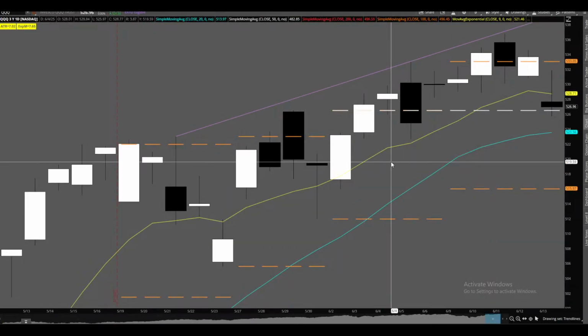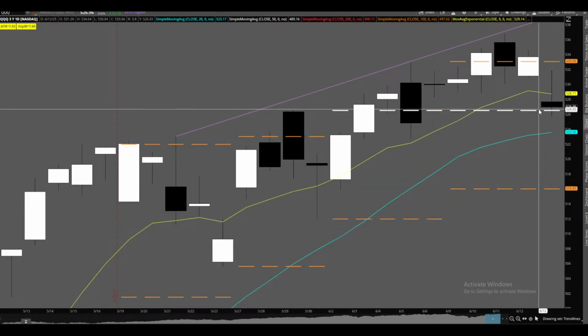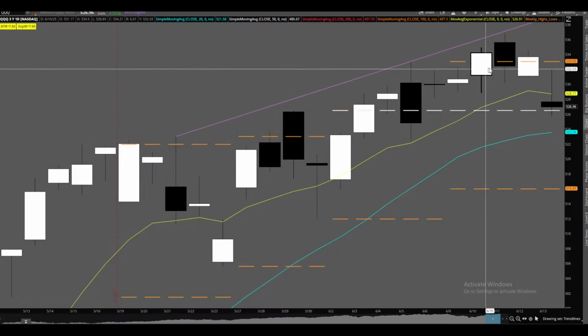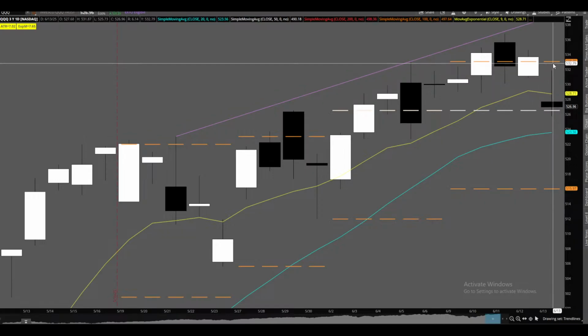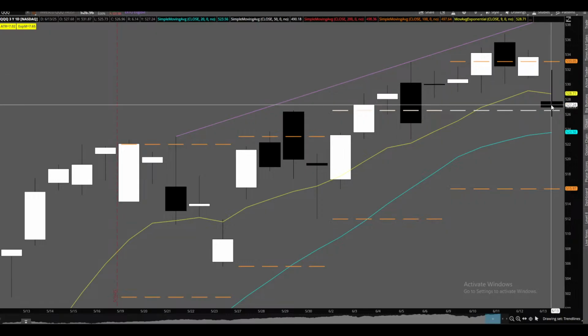Here's the Qs. So the Qs, what did it do? Also went back to last month's highs, right? Took out all these days, 1, 2, 3, 4, 5, just like the ES and the SPY. Didn't reach the previous week's highs. Notice that, right? Closed all the way down here.